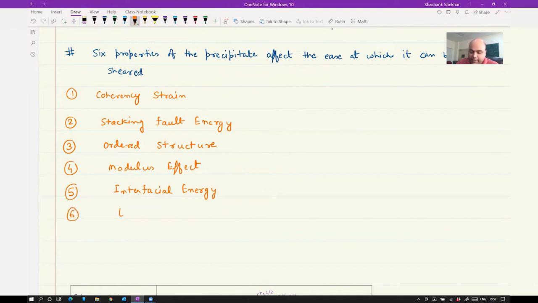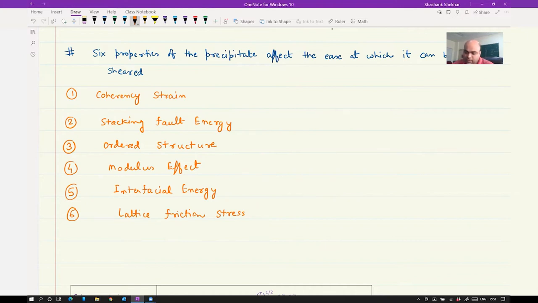And the last one is lattice friction stress. So both the matrix and the precipitate are going to have their internal frictional stresses, right? Like your Peierls stress. Okay. So when a dislocation moves from the matrix to the precipitate and tries to shear it, the dislocation is going to observe different frictional stresses. Okay. So these are the 6 properties of the precipitate which can affect the way a dislocation is shearing the precipitate.